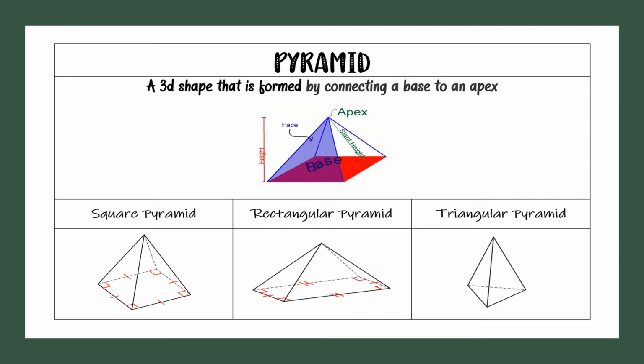And then you have a triangular pyramid where the base is a triangle and then the faces that connect to the apex are also triangular. Depending on the specific type of base, whether it's equilateral or isosceles or scalene, you might have some of these triangular faces being congruent, or they could all be completely different.